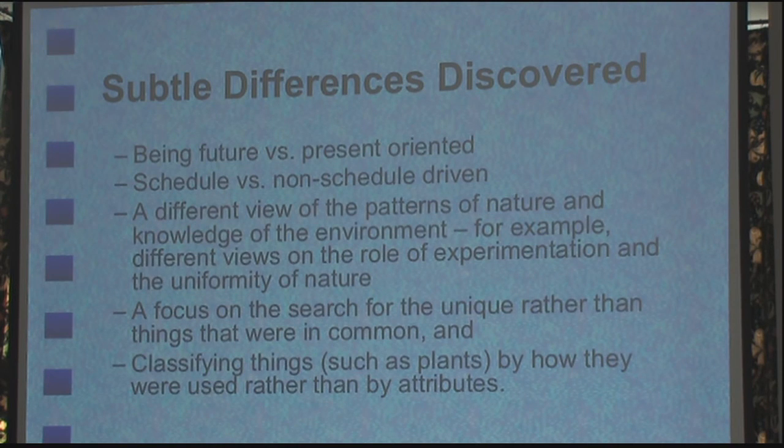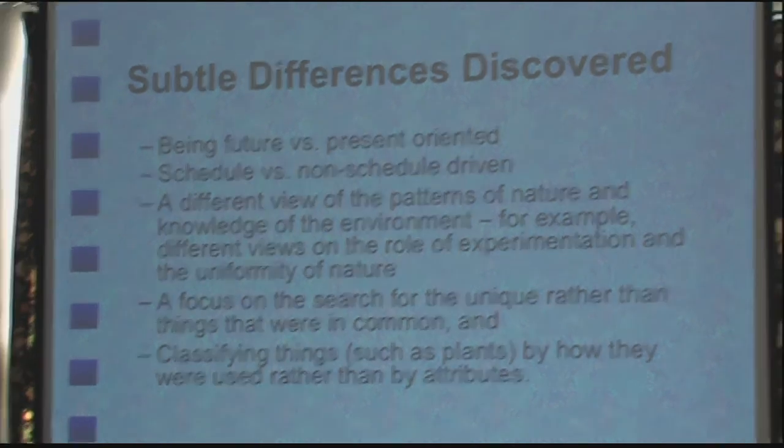And here's the one that I think of as key to classification, which is that the Native American perspective looks for the unique, not for the things that are the same. So while we're looking to cluster things, they're looking to pick out the thing that is different and anomalous, and that's the interesting part to them. And they classify things such as plants by how they're used rather than by their attributes. So there's a whole list of these kinds of differences that are very nuanced, right? They're not that easy to put into practice.